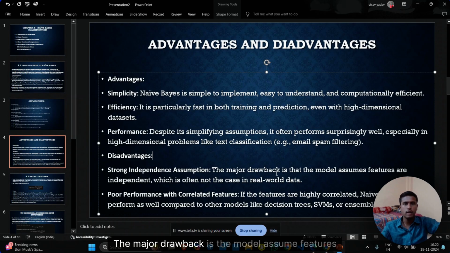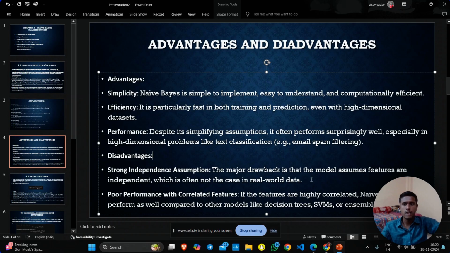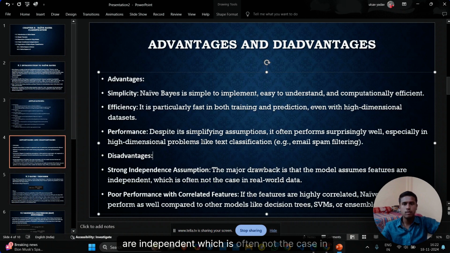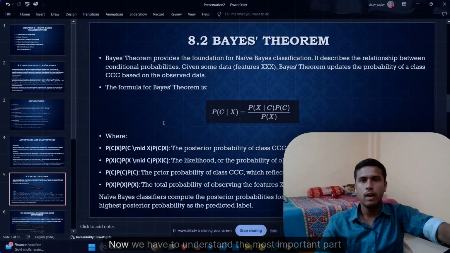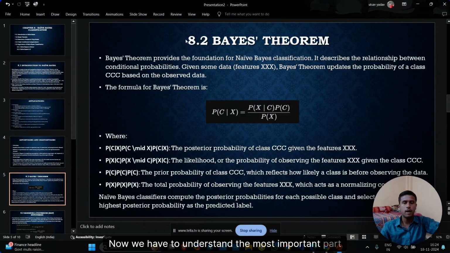Disadvantages: strong independence assumption and poor performance with correlated features. The major drawback is that the model assumes features are independent, which is often not the case in real-world data. Poor performance with correlated features: if the features are highly correlated, Naïve Bayes may not perform as well compared to other models like decision trees, SVMs, or ensemble methods.